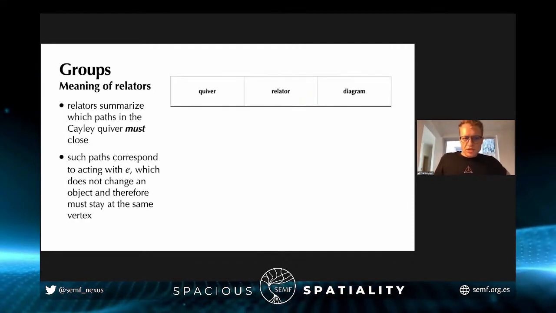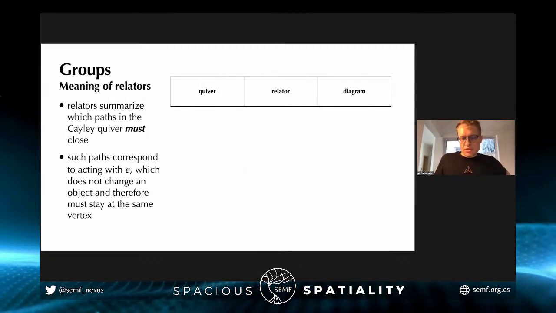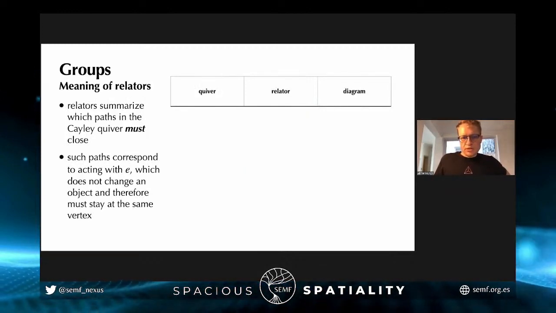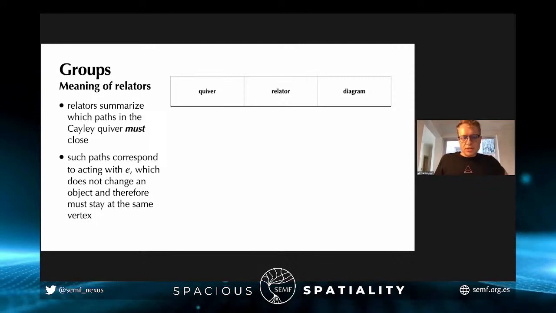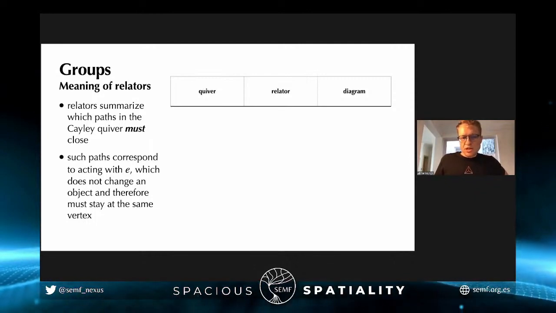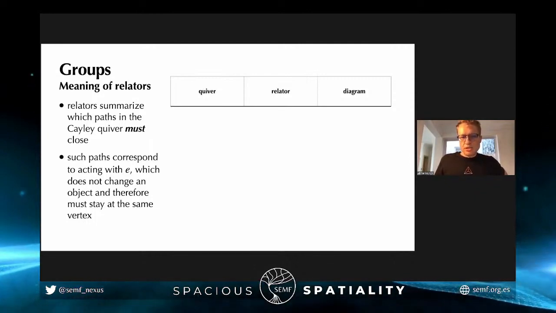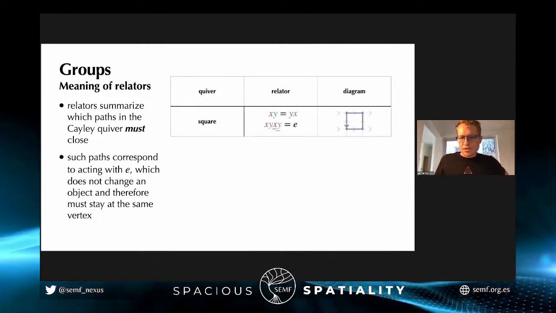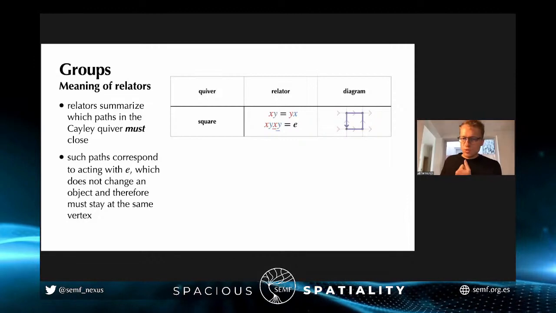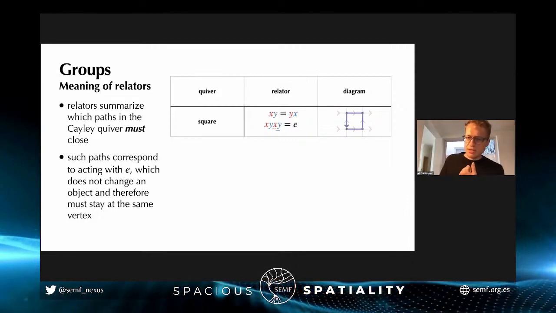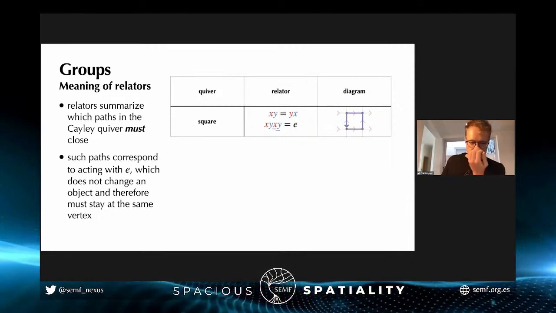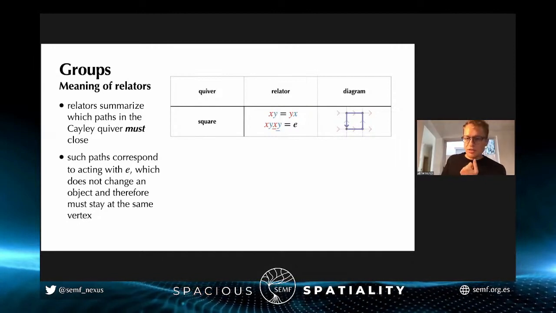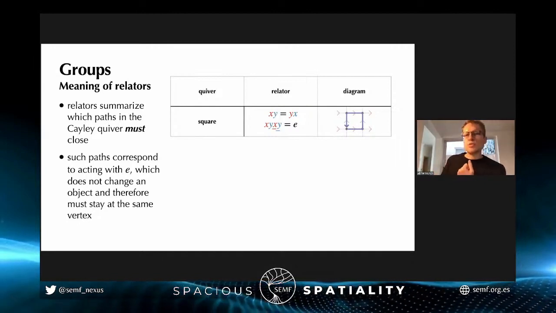Now, how does this relate to some of the other Cayley quivers we've looked at? Well, the way it works is that the relators, as I mentioned, summarize which paths in the Cayley quiver must close. So let's look at some examples. Let's look at the square quiver, and we've got the relator that we saw. I don't think I actually mentioned this. I should have. The relator for the presentation of the square quiver is xy equals yx.